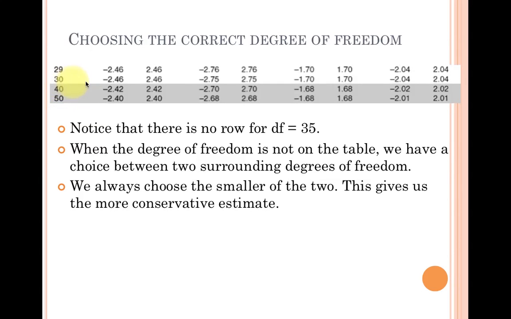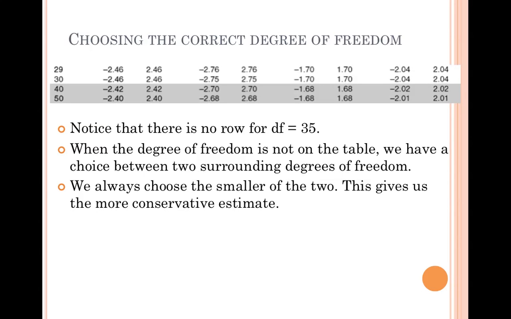The reasoning for this is, if you compare 30 to 40, the t-score for 30 is bigger than the t-score for 40. A larger t-score is going to produce a wider confidence interval. A wider confidence interval is a more conservative estimate, and we always want to err on the side of a more conservative estimate over a less conservative estimate in statistics.